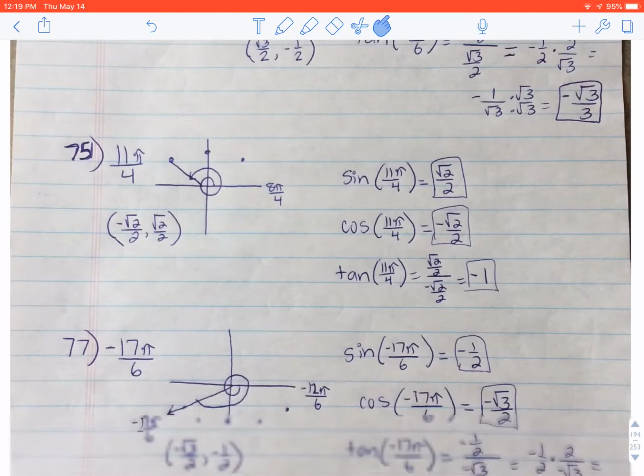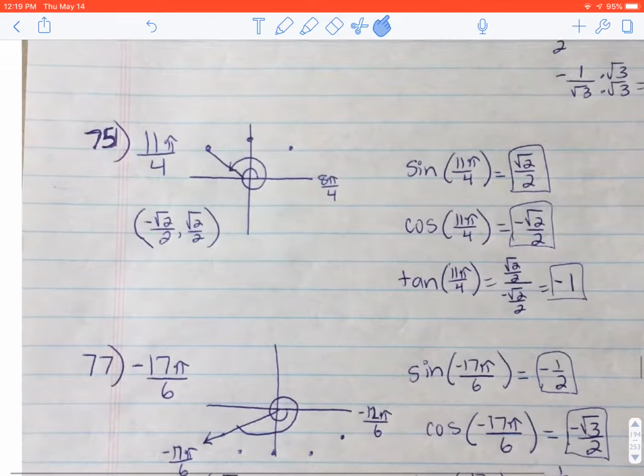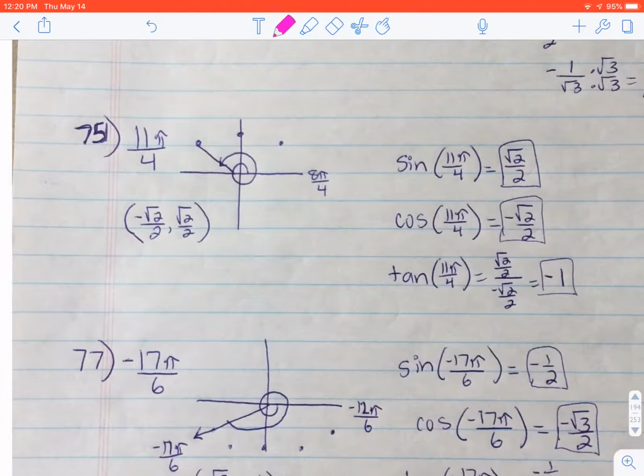All right, 75. The problem they gave us is 11 pi over 4. So when you go around your unit circle, you first get to your 2 pi, which is 8 pi over 4, and then 9, 10, 11. So 11 pi over 4 is right here.